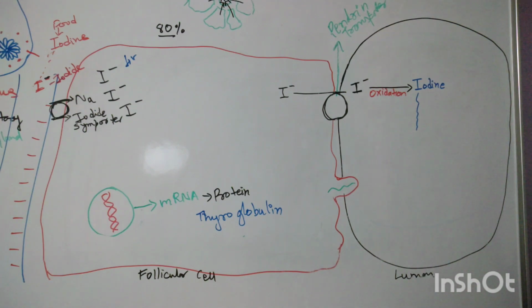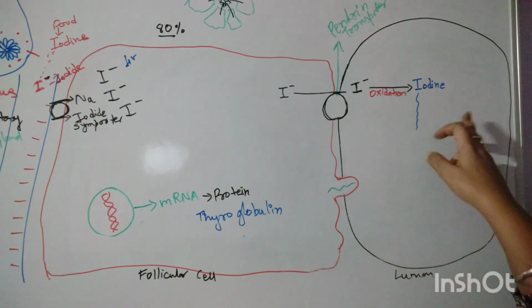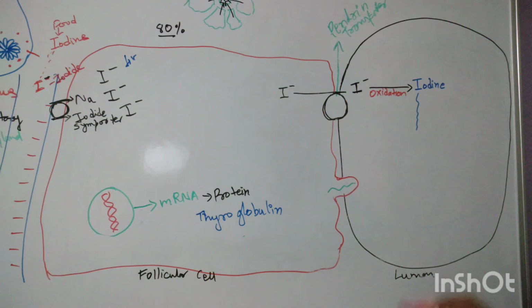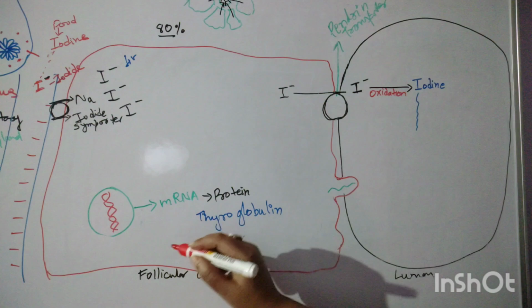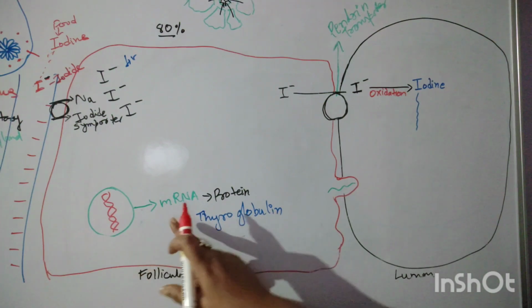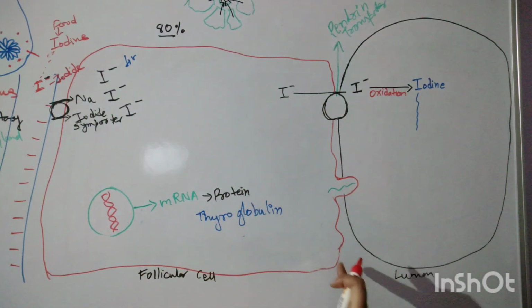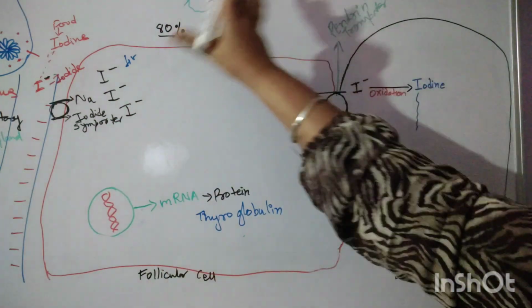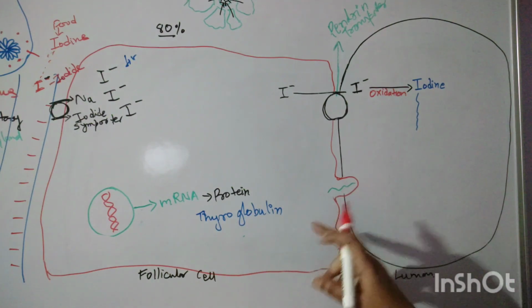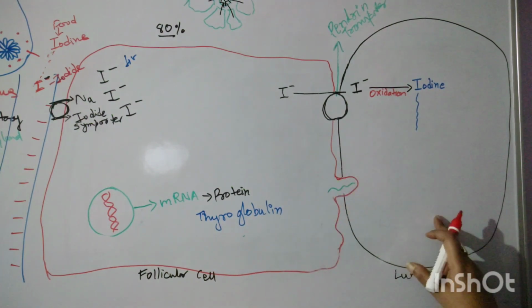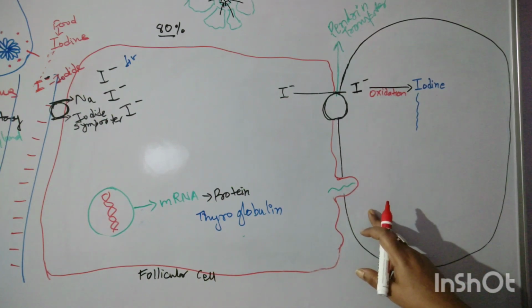Now once iodine is formed, it is converted to, ये क्या है? DNA also formed. DNA forms RNA, RNA forms protein inside this thyroid gland. So किस तरह protein form होगा? Thyroglobulin. Thyroglobulin also enters the lumen through endocytosis.